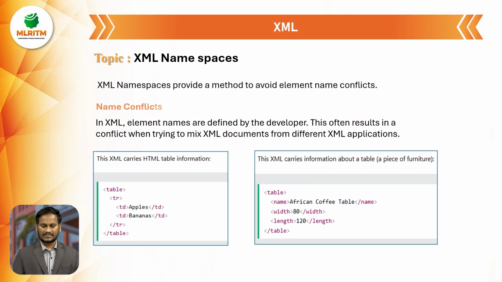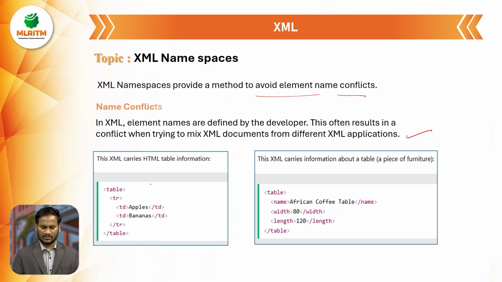So what is the XML namespace? The next topic is XML namespace. XML namespace provides a method to avoid element name conflicts. Whenever we are writing code, if there are any conflicts, we write the namespace of XML. XML element names are defined by the developer. This often results in conflicts when trying to mix XML documents from different XML applications. These are examples of XML namespace.